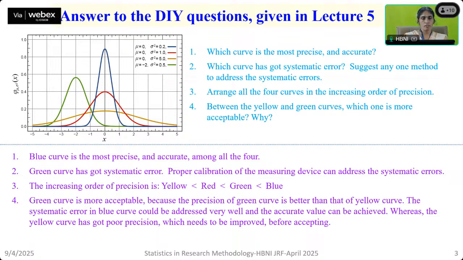Then if you compare between the green and yellow curve, the green curve has a systematic error, whereas the yellow curve does not have any systematic error. However, the precision is very poor. So the better choice, if given, will be the green curve, because systematic errors can very well be addressed and completely eliminated. So whichever experimenter is producing the green curve can be relied upon. The systematic error can be addressed and made equal to the mu value of 0, so that you can get reliable data. Reliability is essentially the improved precision.